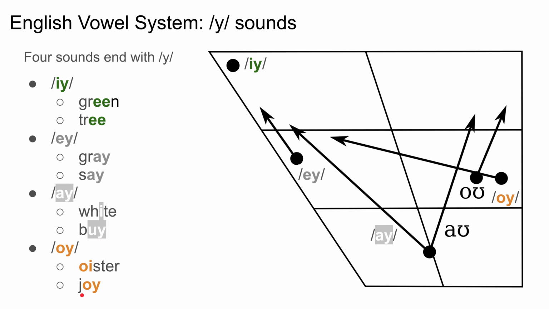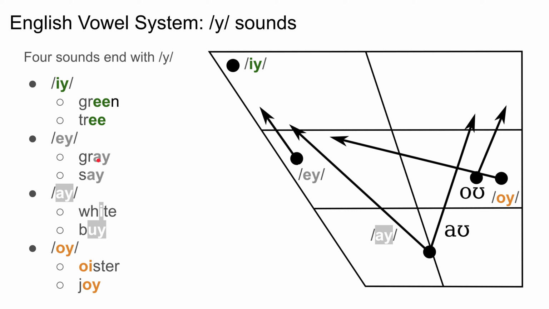Okay. Let's look at some of the vowel sounds that end with the E sound. So for example, there are 4 sounds that end with E. These are E as in green, tree, okay. Then we have A as in gray and say. The interesting thing about A, I, and oi, about these 3 sounds, is that they start in one place and then they move to a different place.